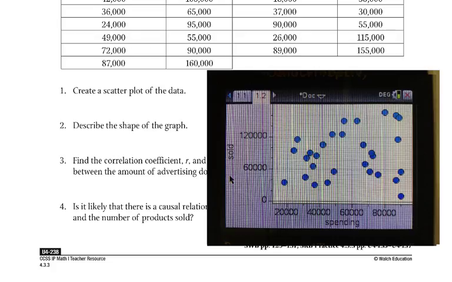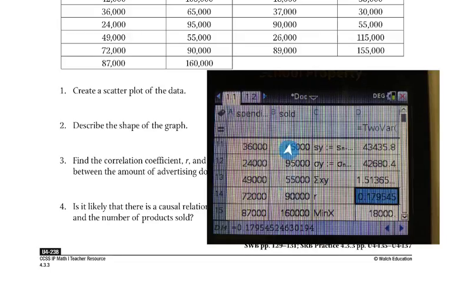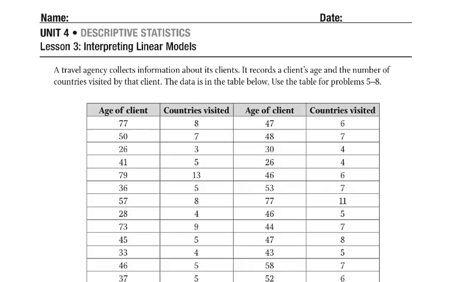Pretty all over the place, okay? So it's not very close together, it doesn't look like it's going up or down. I would say this probably has no correlation. We can double check that by finding that correlation coefficient. So if we go back to our table, and we hit the menu, stat calculations, two-variable, and then we go down to our R value, we find an R value of 0.18, which tells us that this has a very low to no correlation going on. So it is not likely that there's a causal relationship here at all. Okay? So let's take a look at the next one.